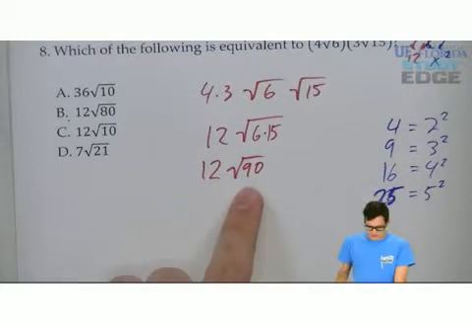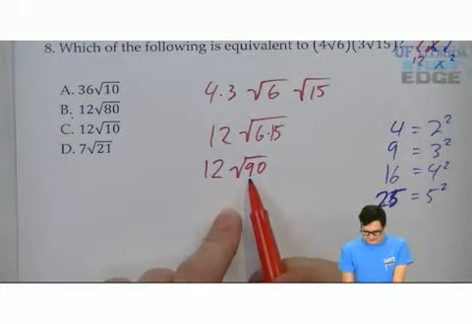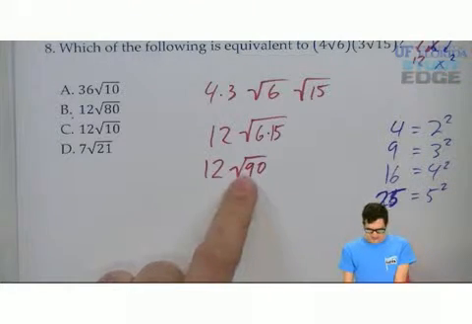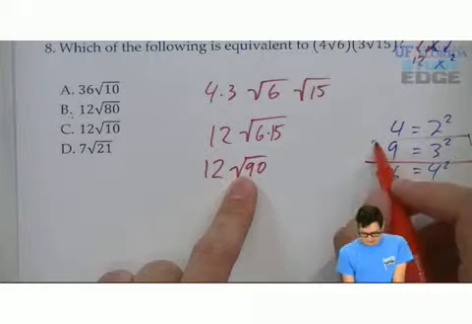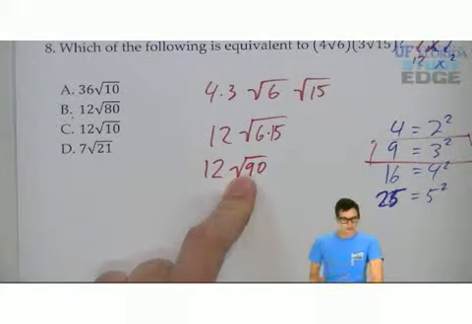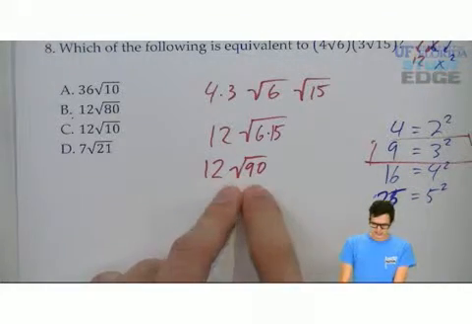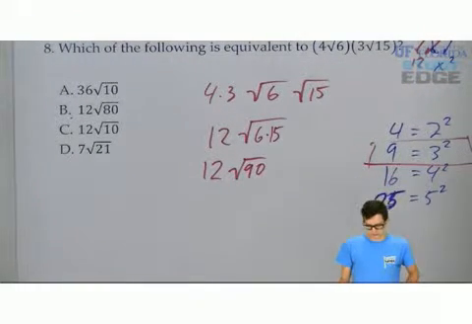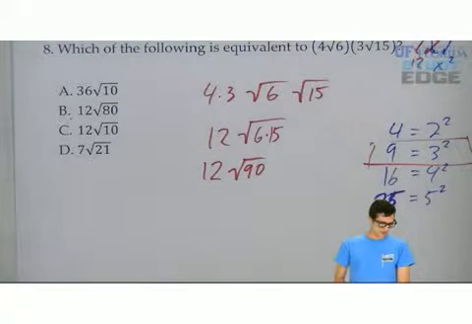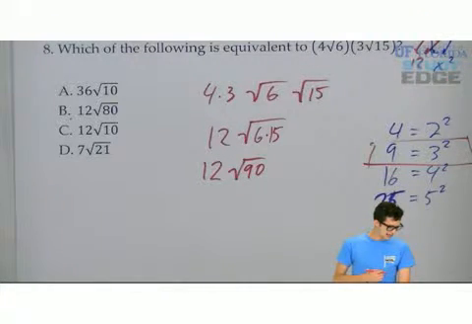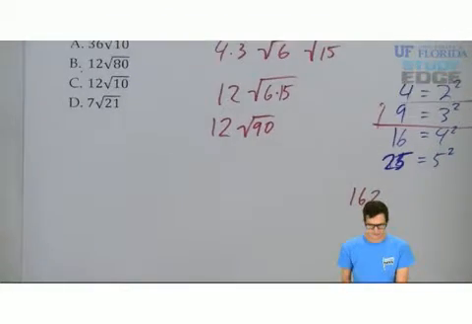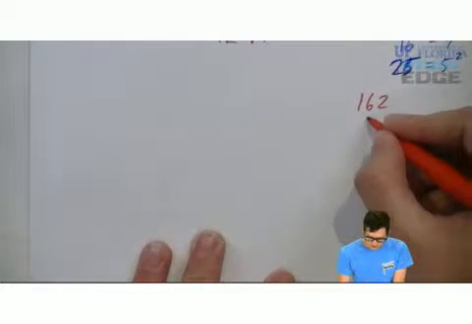Right here I have 90. Can I factor out one of these perfect squares? I see I have a 9, so I could pull that out. And as long as you pull one out, even if you're left with another perfect square in there, you can pull out one that's too small. Let me give an example of what I'm trying to say. Let's say that I had 162. Kind of a big one.